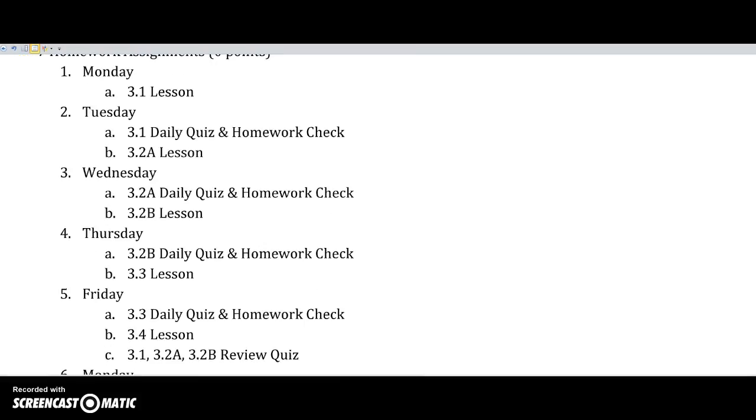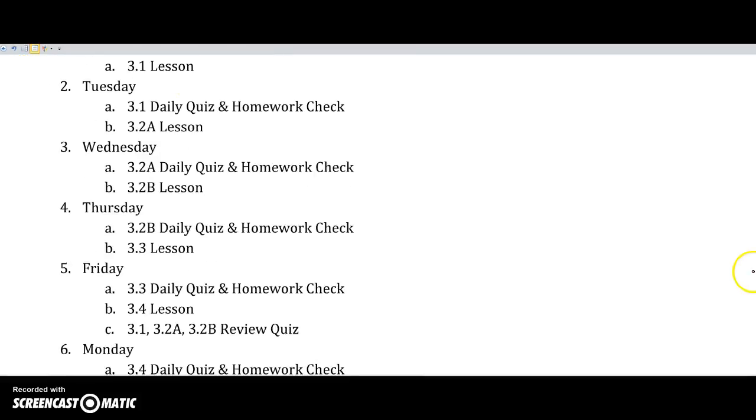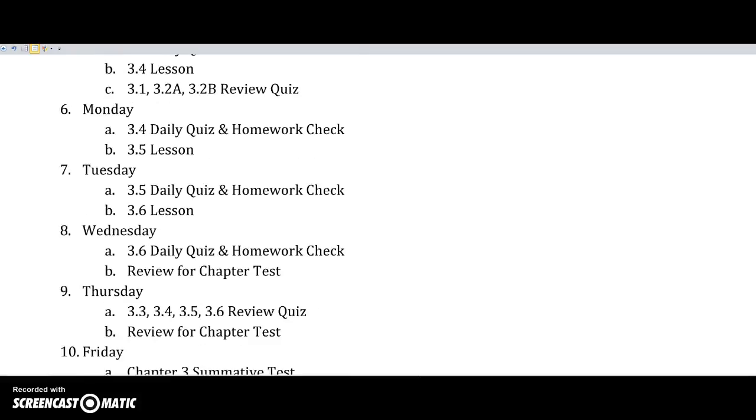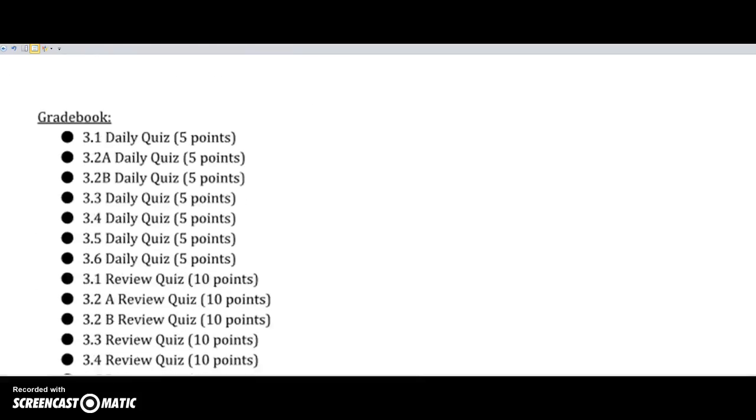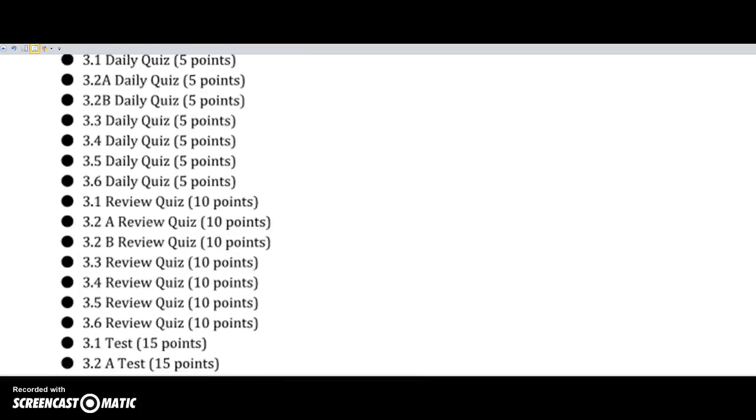So here's a weekly layout that you might see. So we go over lesson 1 here, and then we take the daily quiz the next day. So that's just a run through of what chapter 3 might look like. And here is what the grade book will be like.